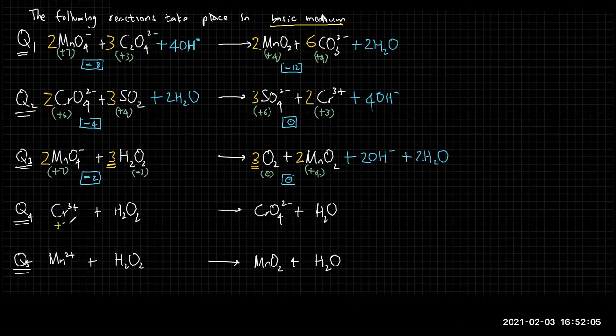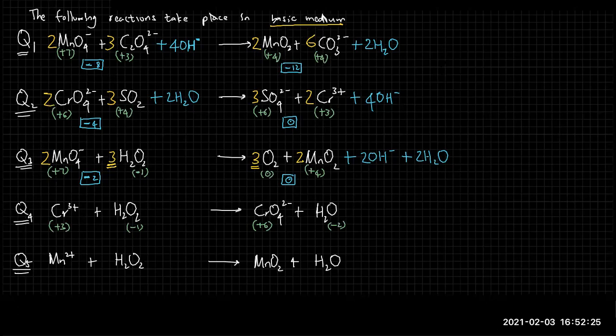Chromium is +3. In H2O2, oxygen is -1. And here, chromium is +6, chromate actually. In water, oxygen is -2. Here, chromium 3+ is getting oxidized. H2O2 should get reduced. Careful, all right?